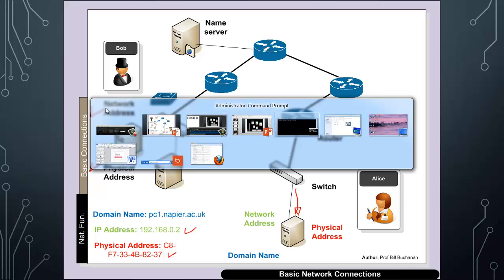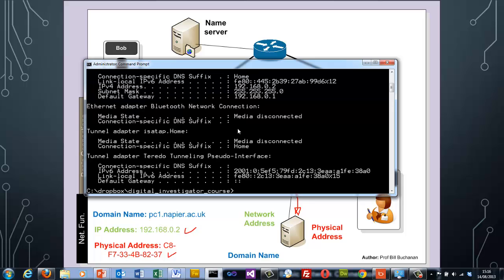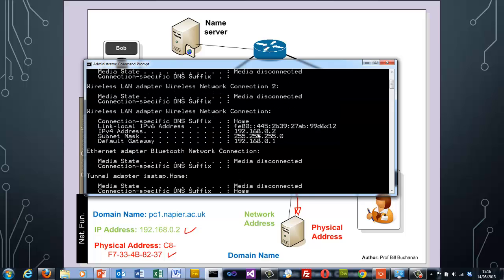So we have both a physical address and a network address. And if we just look on every computer, we could have multiple network addresses. In this case, we can see here that for my wireless network, my IP address or my network address is this one here.